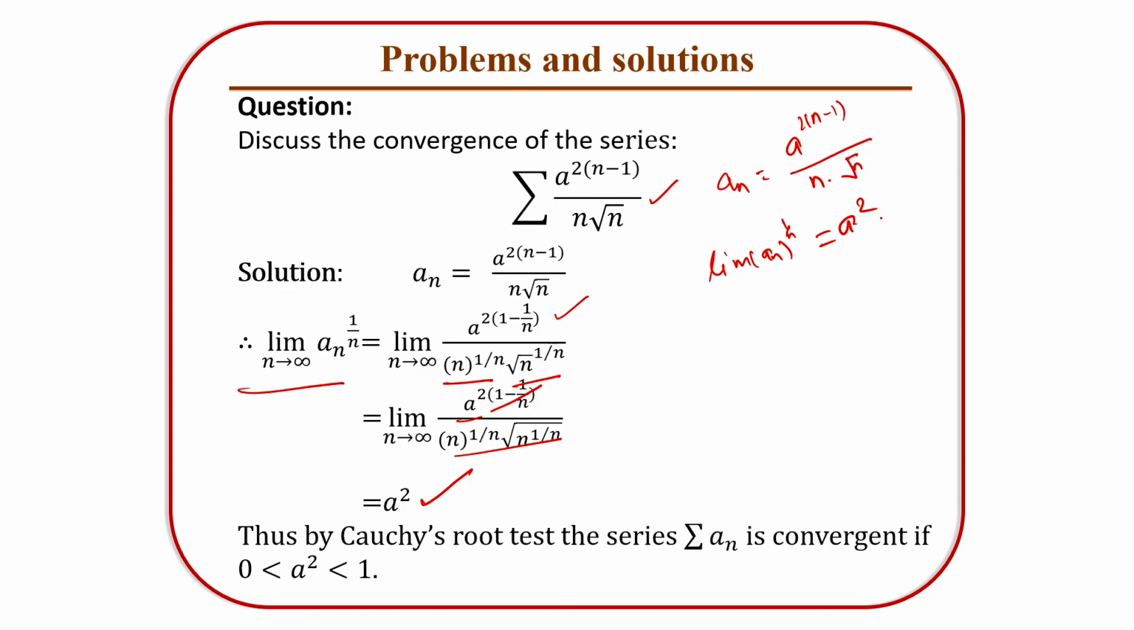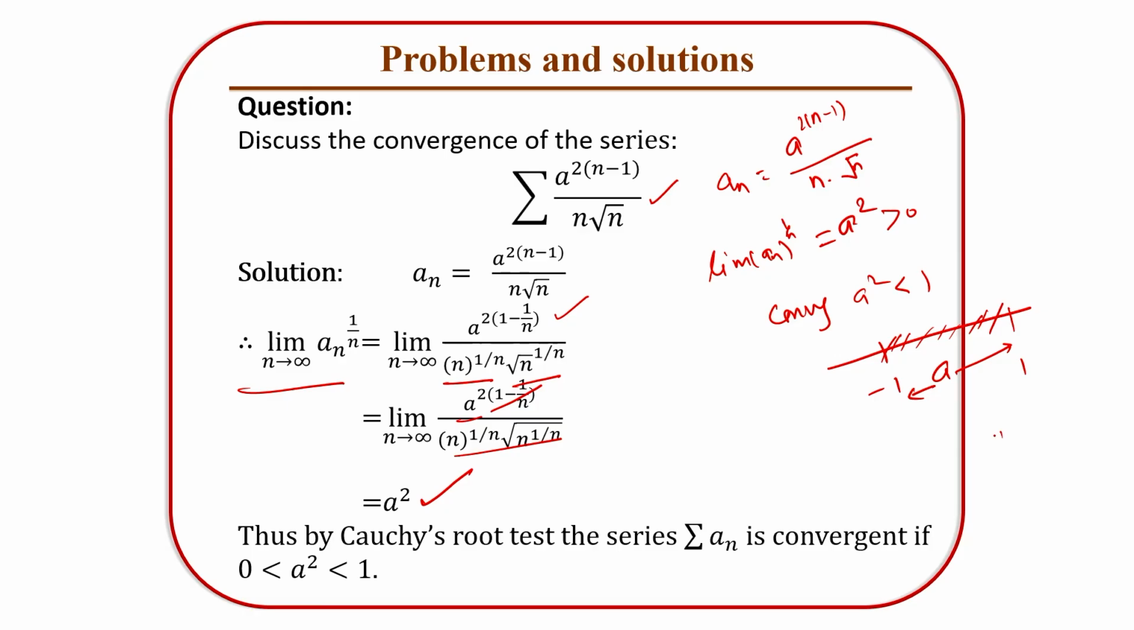Now a square is always greater than 0, but we have to compare. For convergence, a square must be less than 1. So what will be the value of a? See here, this is minus 1 to 1, and a square is less than 1. So a must lie between minus 1 and 1. This is the value. You have to compare this, right?